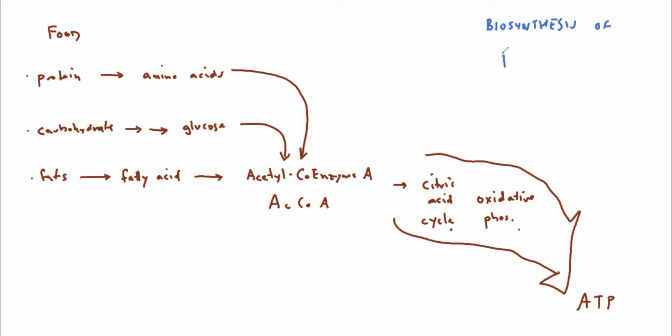Biosynthesis of your proteins. This requires amino acids. Obviously, you need to have amino acids to make your own proteins, to make your fats. Okay, you need to have glycerol. You also need to have fatty acids. Okay. And then to make your own glycogen, you need to have glucose.